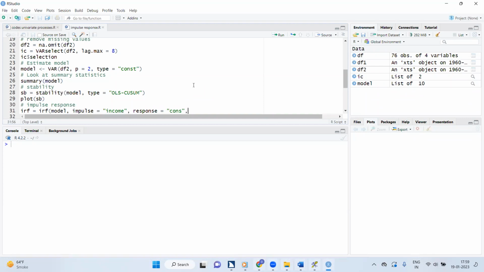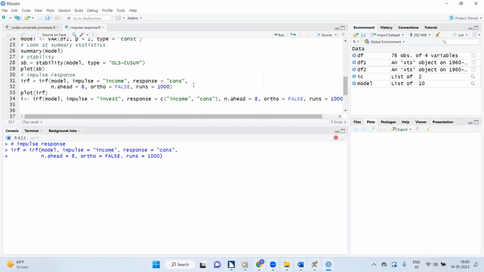Consumption. See, if you do not specify impulse and response, what will R do? It will show the graphs for all the variables, so there would be 9 graphs. Impact of investment on investment, investment on income, investment on consumption, then impact of income on investment, income on income, then income on consumption, and lastly impact of consumption on investment, consumption on income, and consumption on consumption. There will be 9 graphs. We are not interested in them. Maybe we are just interested in how income influences consumption. Okay, so let's run this command and see what happens. Yes, I think this graph is visible. See any graph? No. 1 second.